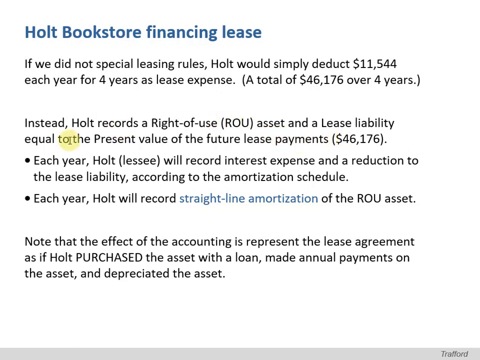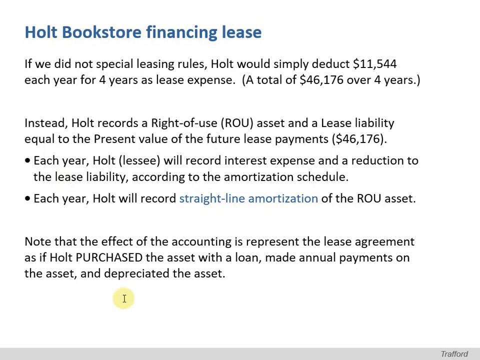Then, after they make that initial entry to record the asset and the liability, in each year they'll record interest expense and a reduction to the lease liability according to the amortization schedule that we just looked at, and each year they will also record straight-line amortization expense of the right-of-use asset. At the end of 4 years, the lease liability and the right-of-use asset will be 0.